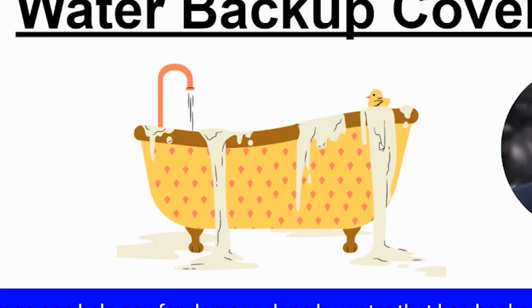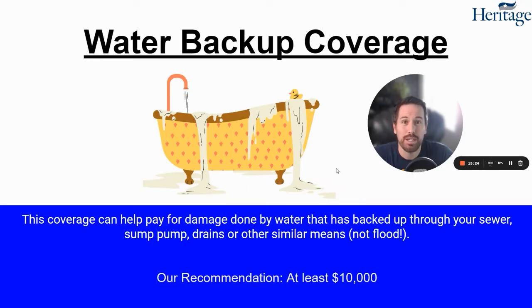Here's an example you can see here in this graphic. The bathtub backed up, overflowed, water is coming out, and that water is going to cause damage. If you do not have water backup coverage on your policy, your claim may be denied by your homeowner's insurance company. You need water backup coverage for scenarios like this. You don't want water damage and to have it be denied by your insurance company, so get this coverage.